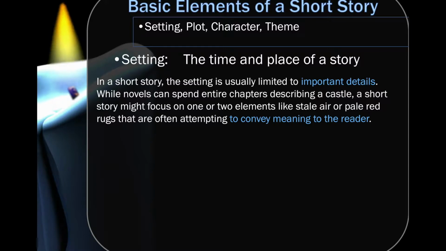Now, stale air and pale red rugs, right? If we get details like that in a short story, we want to think, well, what could this be indicating? What could the author be trying to convey with this? And it could be that power, that majesty has become old and stale and worn out. And so we could learn a lot about a story by thinking about that and thinking, this is going to be a story about changing power or power that has disappeared.